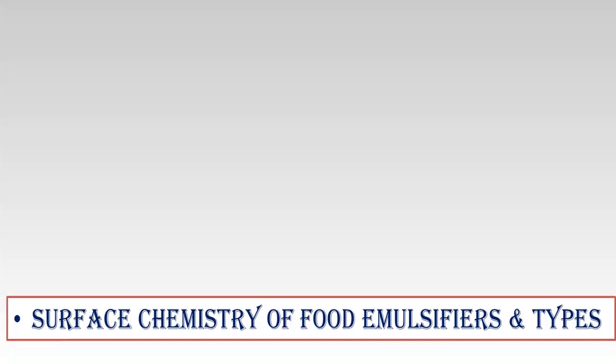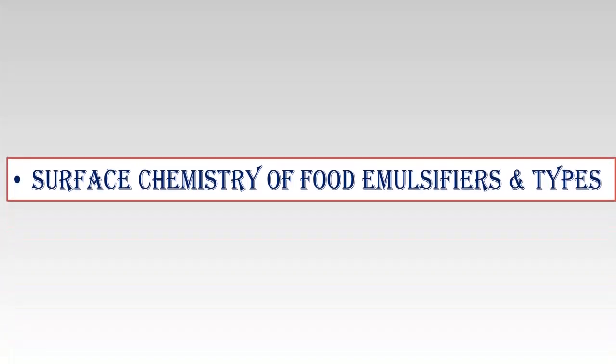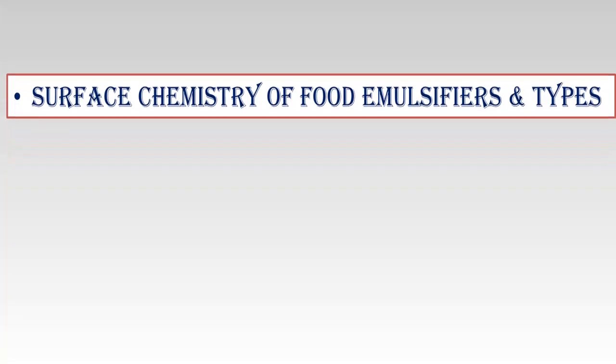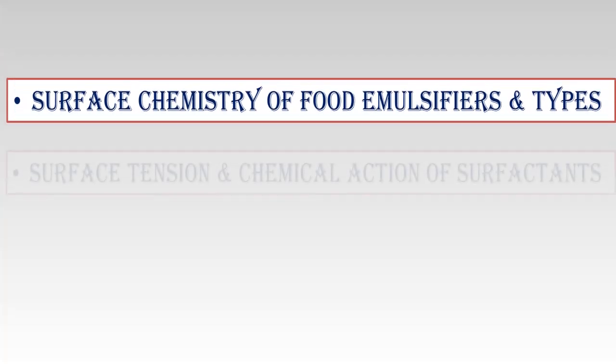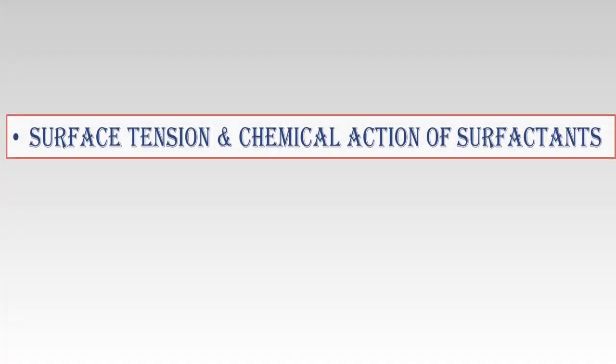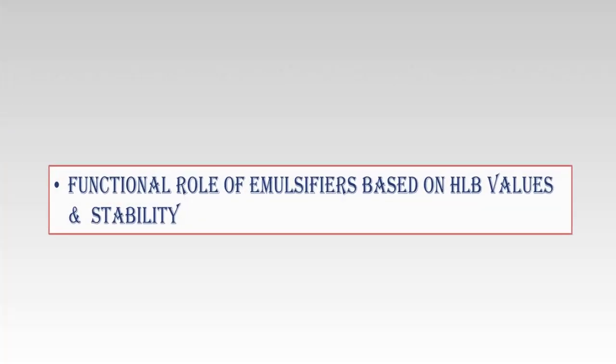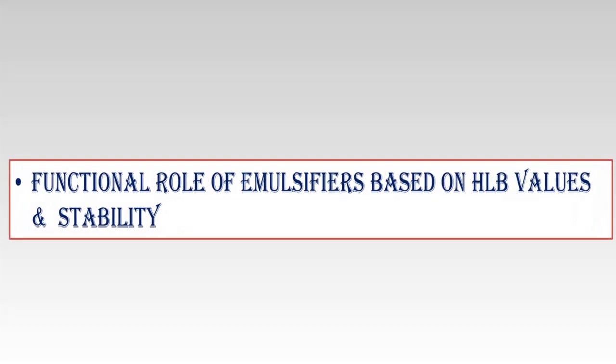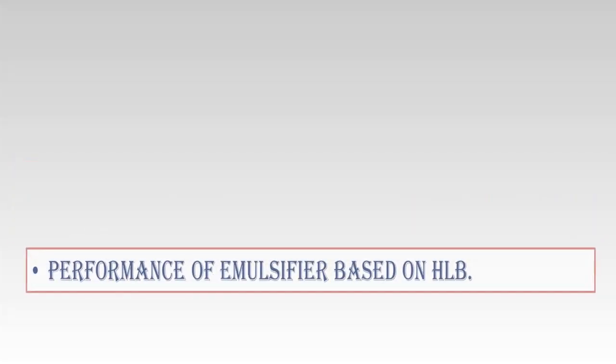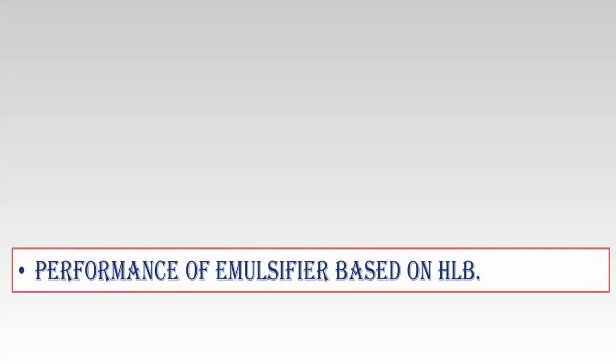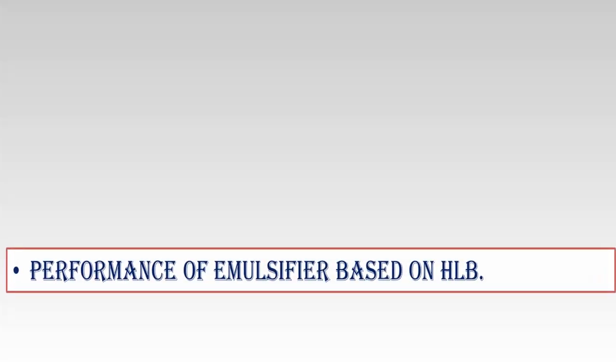In today's session we are going to see the relation between surface chemistry of food emulsifiers and their types. Then compare the relation between surface tension and the chemical action of surfactants. And construct the functional role of the classified food emulsifiers based on the HLB values and relate their stability. Next, judge the performance of emulsifier based on hydrophilic and lipophilic balance, HLB.